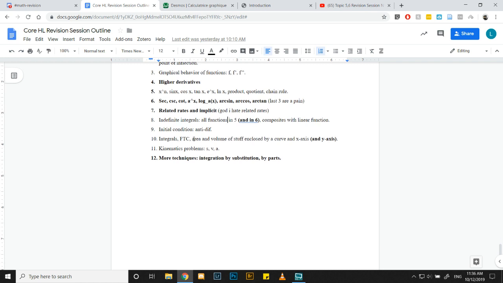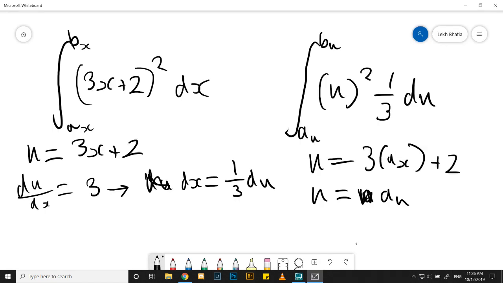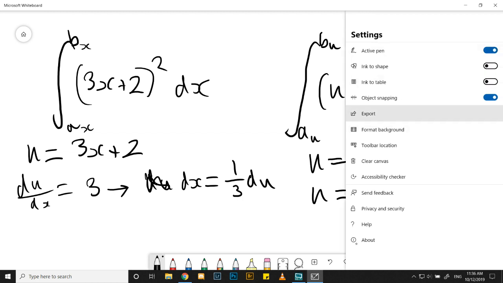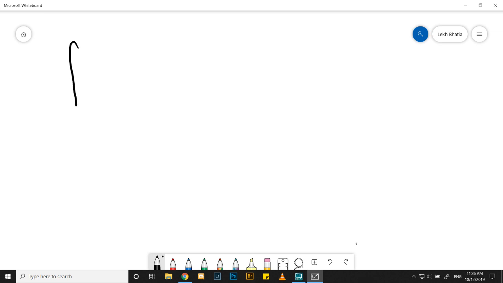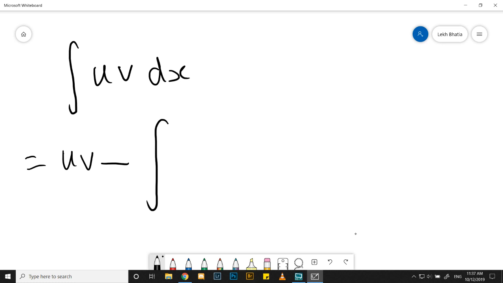Then you have integration by parts. That's another method. Integration by parts is basically when you have a product of two different functions, and they also give you the formula for integration by parts in your formula booklet. So how you would use it: if I had the integral of u v dx, this integral is the same as uv minus the integral of v u dx.